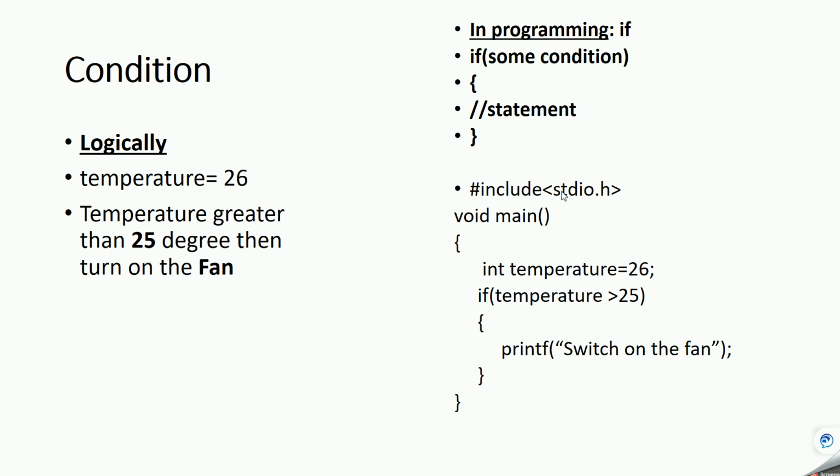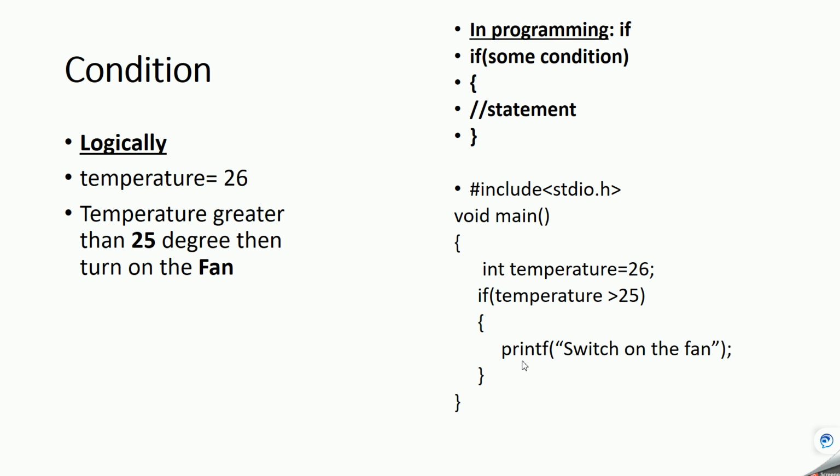First we write stdio.h, then we write the main function, and then we give the temperature, and then we put the condition. We write if, and as we see here, we have to write the condition. If temperature is greater than the value, this is nothing but a condition. If this condition becomes true, meaning the condition is correct, then this particular function will execute, meaning it will print this message, switch on the fan. So conditional things are happening here. We are trying to mimic this conditional thing in programming, and this is how it is achieved.